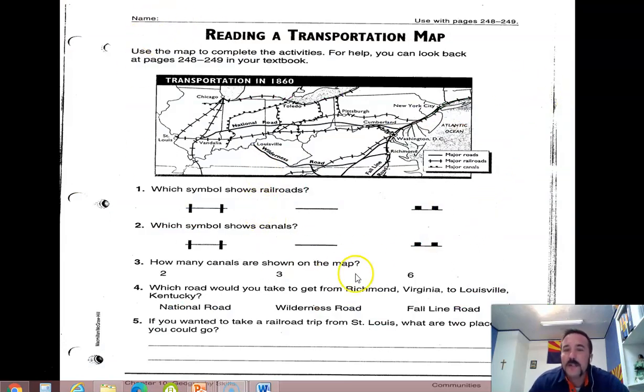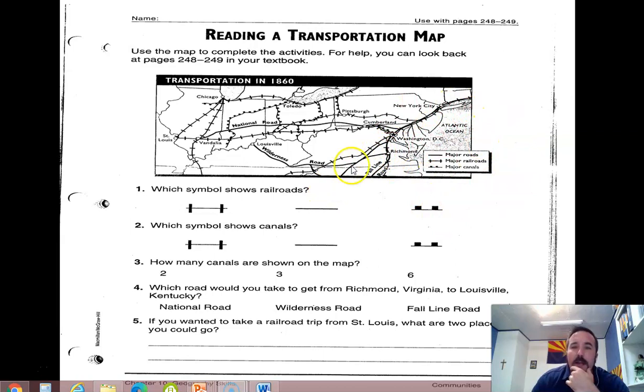Now, when you do your assignment, you can see here that this is talking about transportation in 1860. A long time ago, I know, but here's where it's like, man, it's just a huge mess and maze of things. What are these things? Well, I can see this, just a solid black line, and this has dashes through it, and this has little squares on it. If you follow the map key, you can understand what is what.